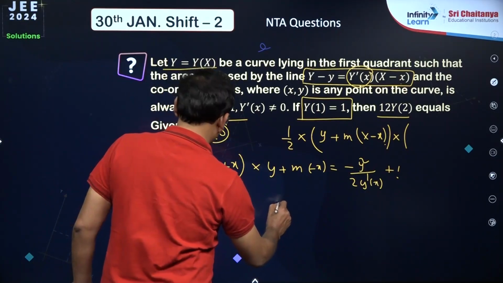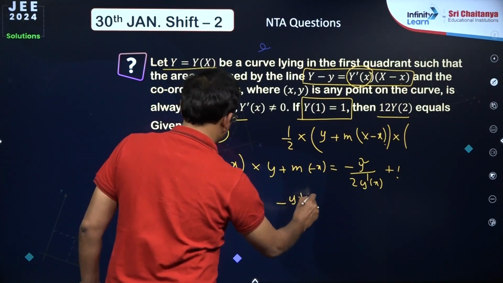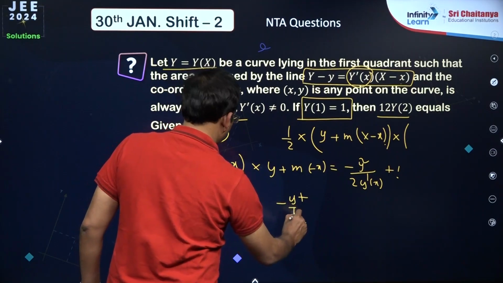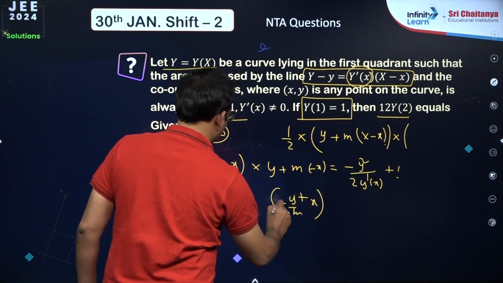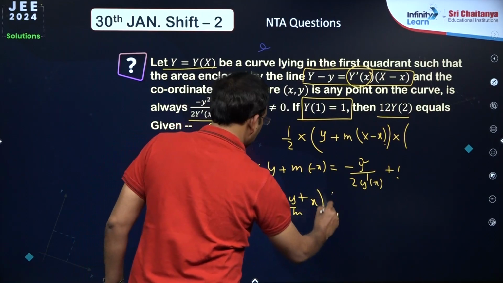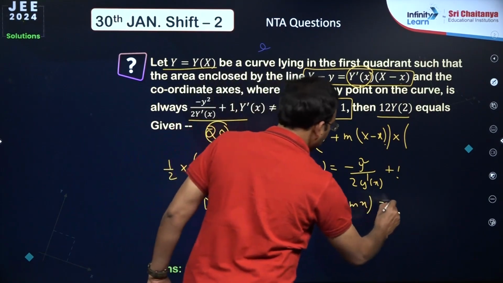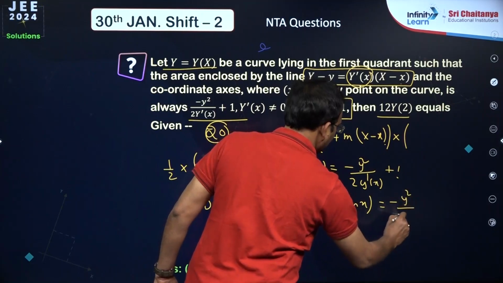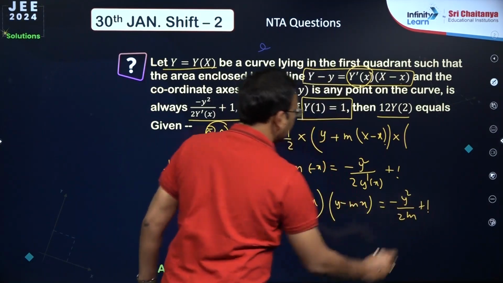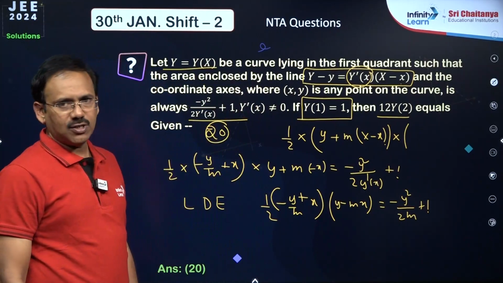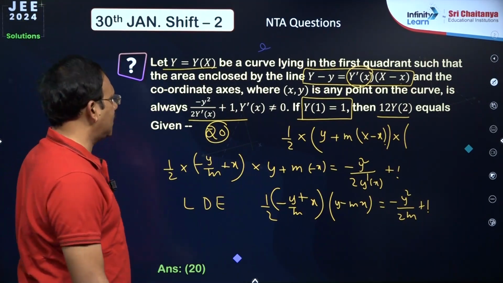Finally, this is going to be minus y plus, so minus y by m plus x into half it is, into this is nothing but y minus mx is equal to minus y square by 2m plus 1. From this you need to prepare the equation, dear student, which will be LDE.